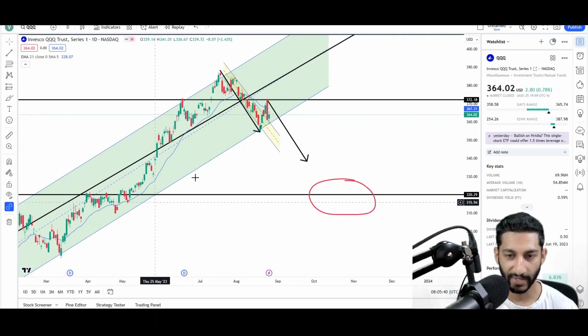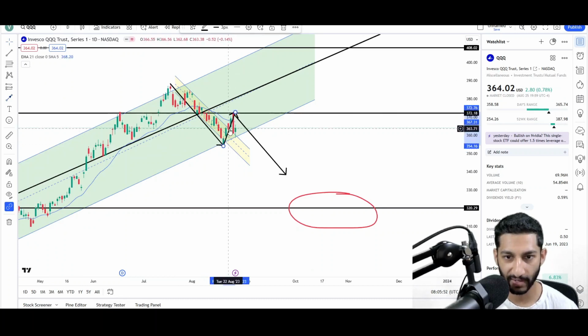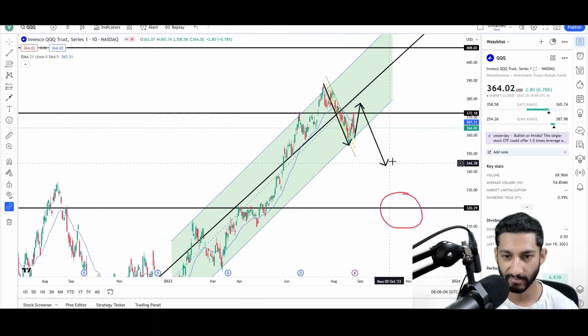So what's happening is that we're seeing a bounce off the channel support, but we're getting rejected from the 372 level. So we just got bounced off a channel support recently. So maybe we do the same type of pattern again for the SPY, because usually these markets are intertwined. They're very relative and correlated. So we can see 2 legs up, maybe not all the way to the measurement target, and then we can get the second leg down. We'll have to wait and see.